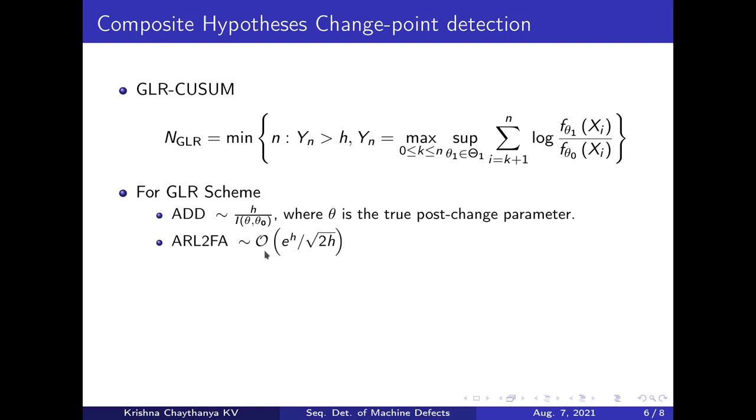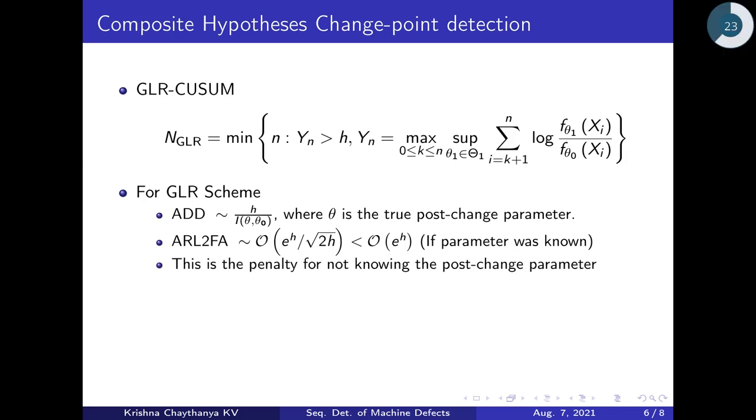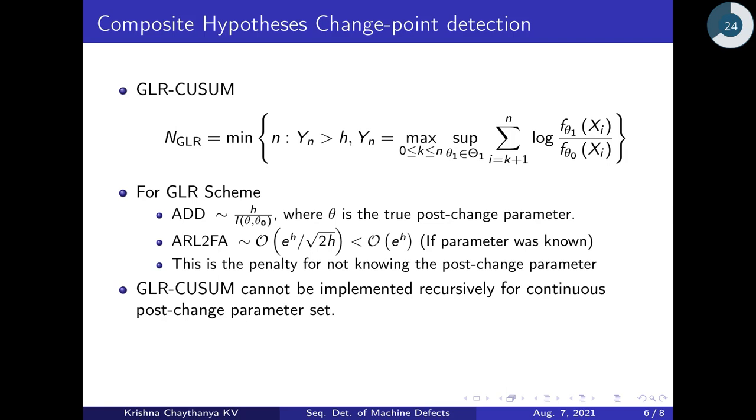This ARL to false alarm that this scheme achieves is actually less than the ARL to false alarm, e power h, that could have been achieved if the true post-change parameter were known. So this difference in ARL to false alarm is the penalty that this algorithm has for not knowing the post-change parameter. Now it is known that this GLR CUSUM is extremely hard to implement. In fact, it cannot be implemented recursively in general and is computationally very hard.